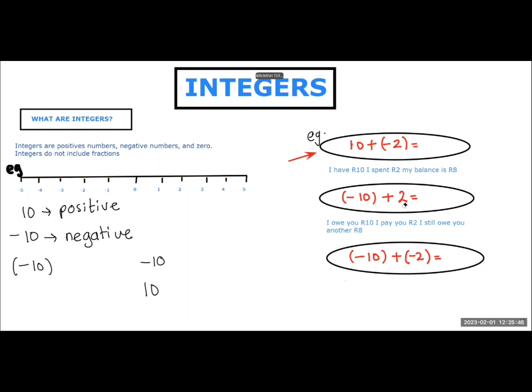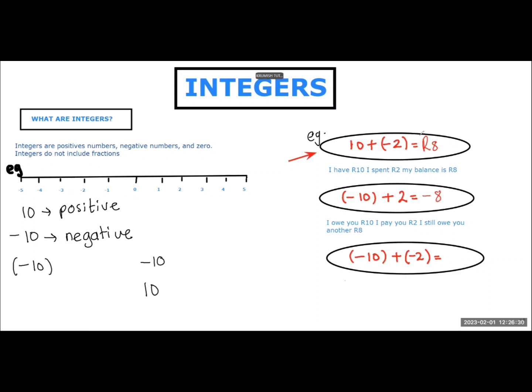-10 plus 2. This means -10 means I owe. So negative means I owe. -10 means I owe 10 Rand. Plus 2 Rand means I paid you 2 Rand, right? So I owe you 10 Rand, then I paid you 2 Rand. I still owe you another 8 Rand. So my balance here would be a negative balance of 8 Rand. Okay, so here my balance is positive 8 Rand. Here my balance is -8.